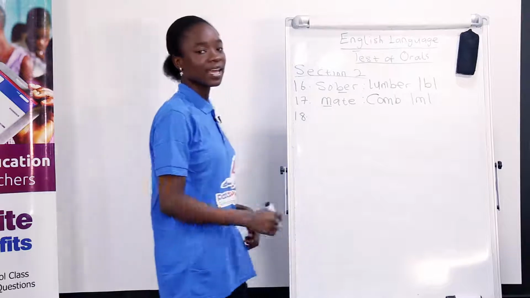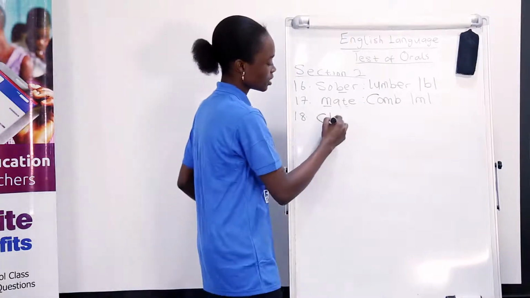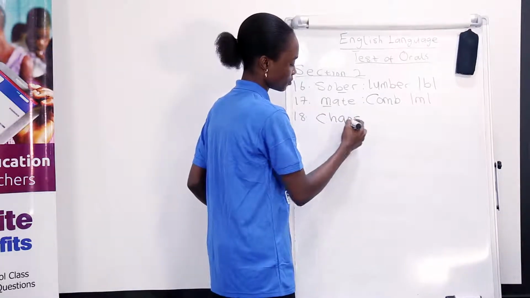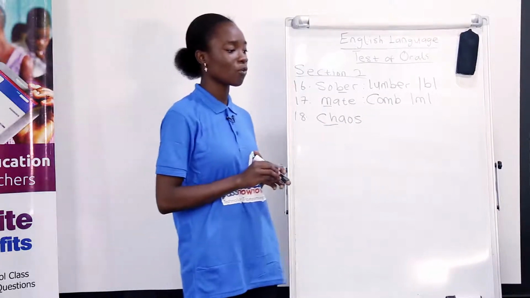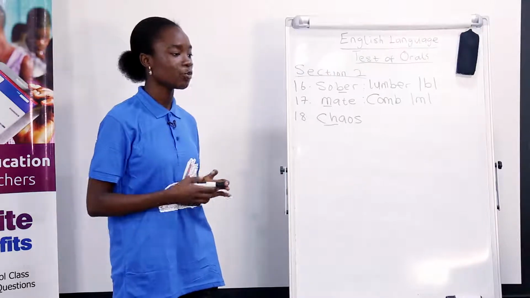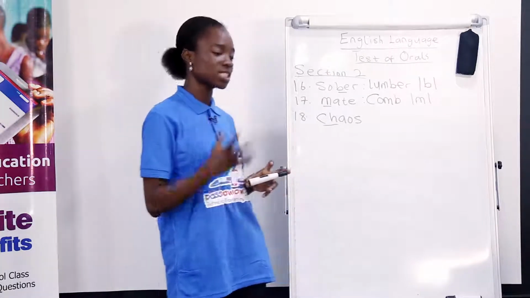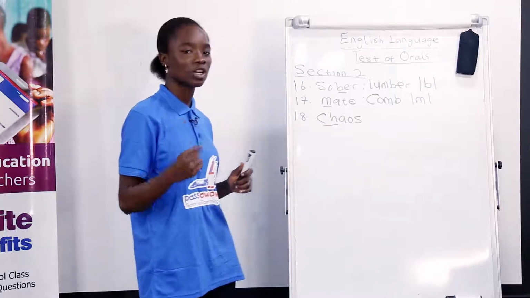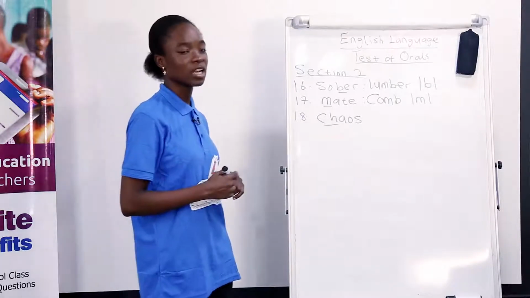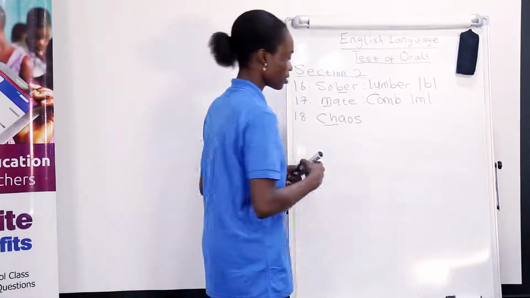Number 18, we have chaos. Chaos, the k sound. Option A, we have chiffon. Option B, we have match. Option C, we have clinic. And option D, we have smash. So the correct answer is clinic.